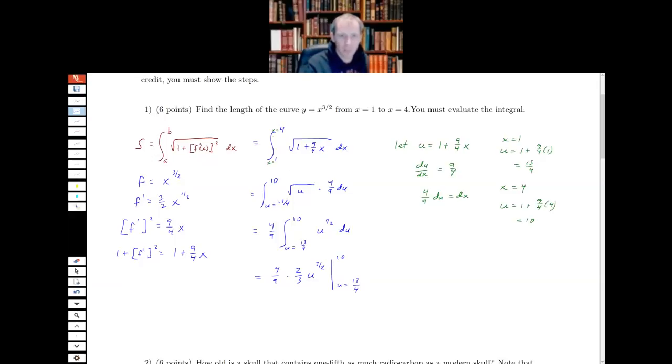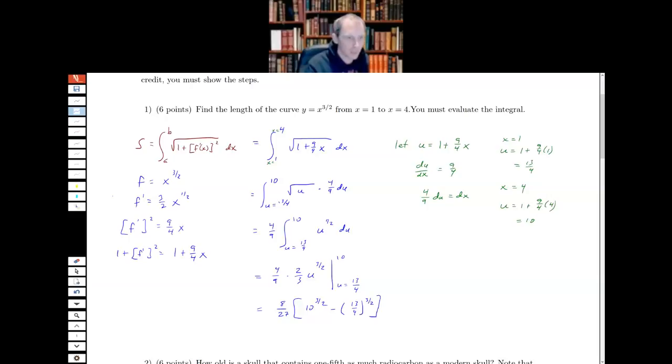I like to keep writing, especially in a problem where a variable has changed. I like to keep track of what variable my limits of integration are the whole time. It's just a good habit that I use to avoid making mistakes. Okay, 4 times 2 is 8. 9 times 3 is 27. And we have u to the 3/2. I'm going to plug in the 10, so I have 10 to the 3/2 minus 13/4 to the 3/2.